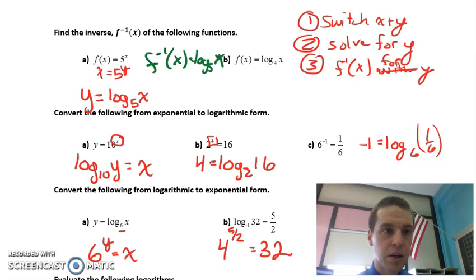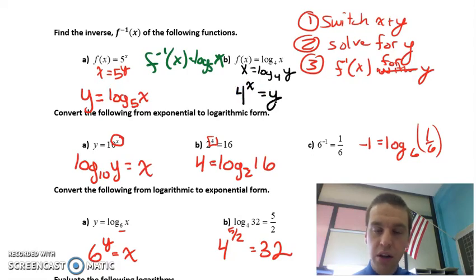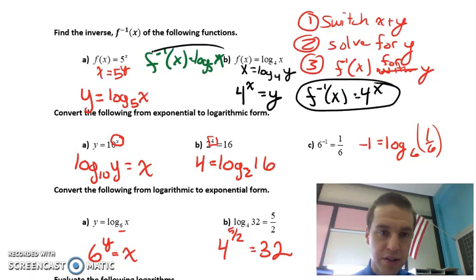Okay? Let's look here. X equals log base 4 of y. Ooh, we switched it now. We want to solve for y. Well, the only way we can solve for y is to put it into exponential form. So we know 4 is our base, our exponent is x, equals y. Oh, look at that. It's solved for y. And therefore, we now write f inverse of x equals 4 to the x. So those are our two answers right there.